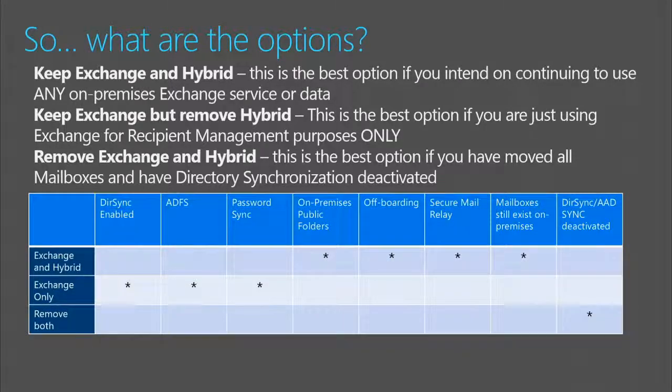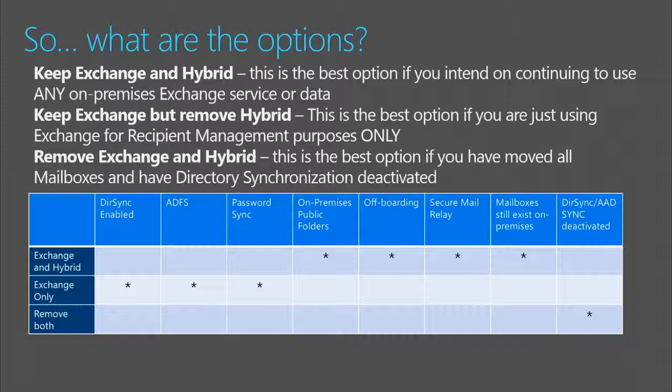Again, I'm going to speed through this because I just talked about this. So when would you want to get rid of Exchange? We'll do it the other way. When do you need Exchange and hybrid? When do you need Exchange only for recipient management? And when do you not need anything? Okay? So if you have on-premises public folders, if you need the ability to offboard, if you have secure mail relay configured, if you have mailboxes still on premises, and I'm not talking about system mailboxes, I'm talking about user mailboxes, okay? If you have any of those scenarios, basically where you need Exchange still on premises, then keep Exchange in hybrid. If you're using those services, you need both, okay?